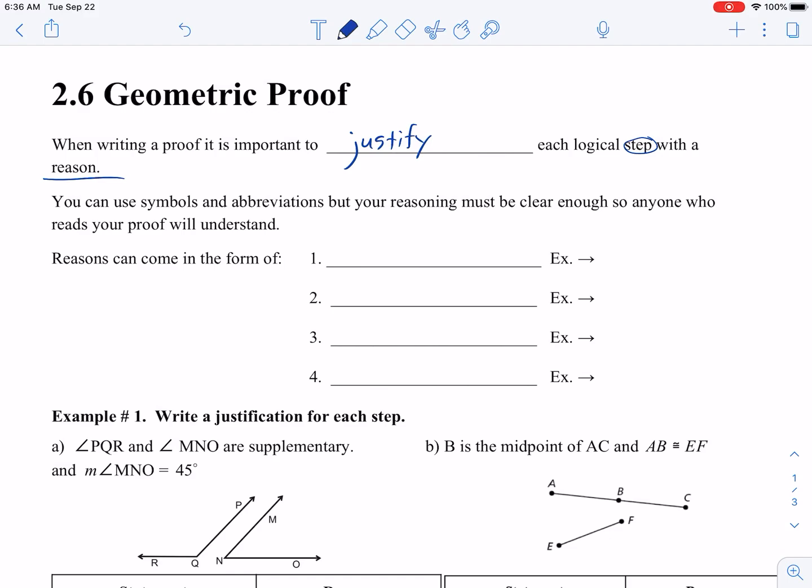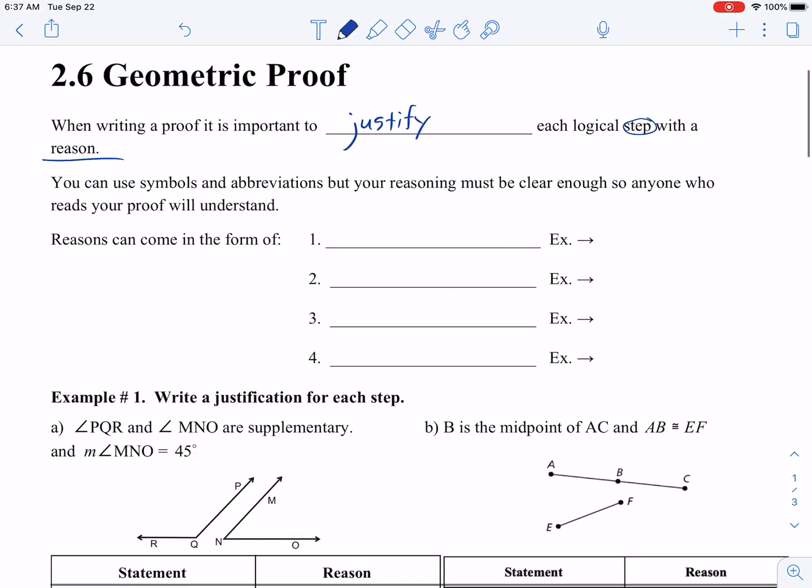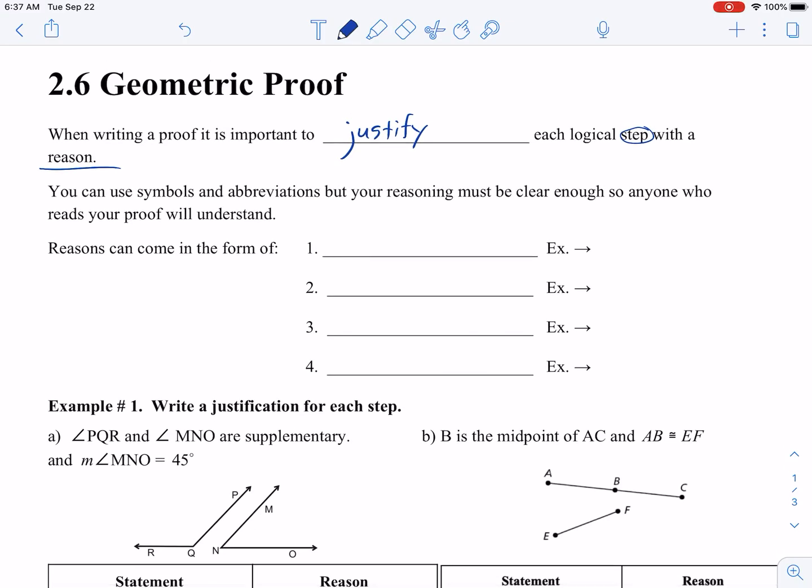Reasons can come in the form of multiple things. So I'm going to give you guys a sheet that has the reasons to be used in proofs. You're going to get the same sheet on the test, but there's going to be a set of definitions that we've already talked about this year, postulates, properties, and theorems. And on this sheet, it's going to include every definition, postulate, property, and theorem that we've defined this year.